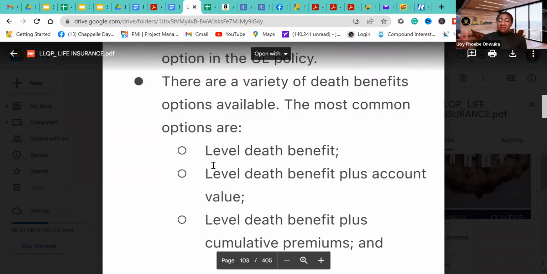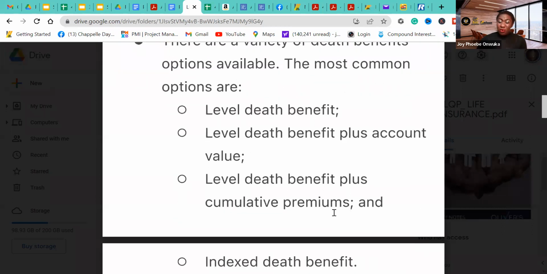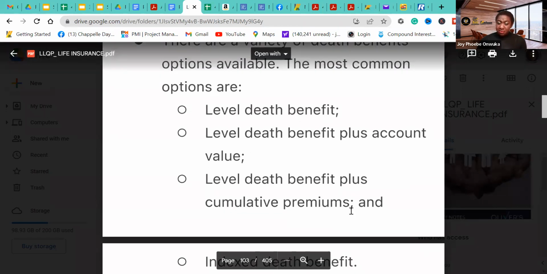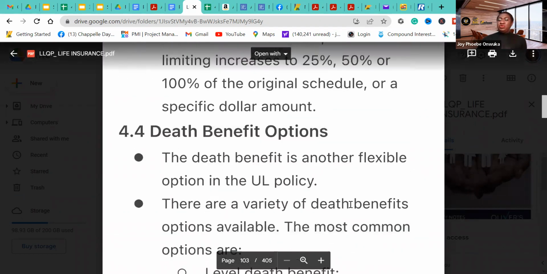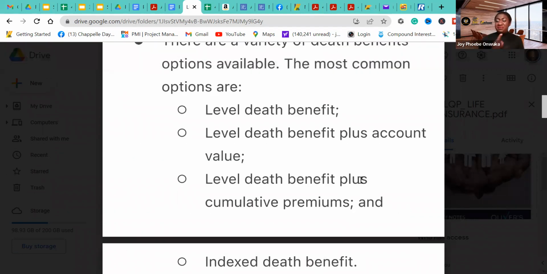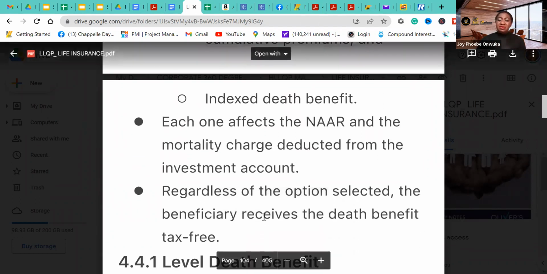I'm most familiar with level and increasing, which is death benefit plus account value. Now we have death benefit plus cumulative premium, and then the fourth one is the indexed death benefit. Don't forget, in case they ask you what the death benefit options available to universal life are: level death benefit, level death benefit plus account value, level death benefit plus cumulative premiums, and indexed death benefit. I'm sure they're going to explain all this for us.